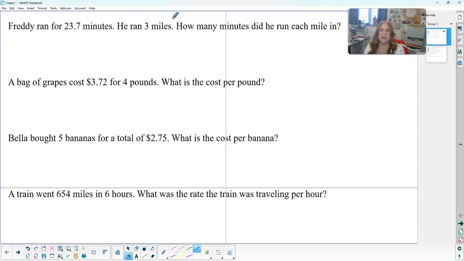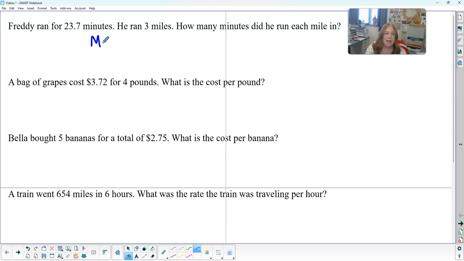He ran 3 miles. How many minutes did he run each mile in? So first we want to know what are the two units or things we're talking about. We're talking about minutes. We're talking about miles. So I'm going to start and get my labels, minutes and miles, and I'm going to set up my chart here. So what do we know? He ran 23.7 minutes. That was a very terrible 3. And he ran 3 miles. So that's what we know. You can see everything matches up.